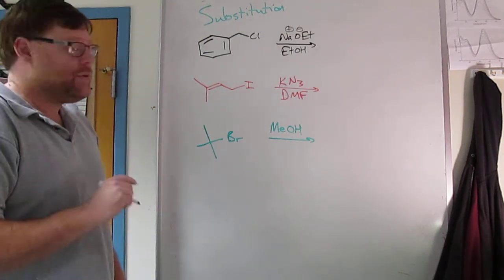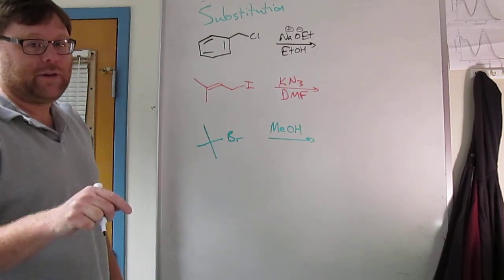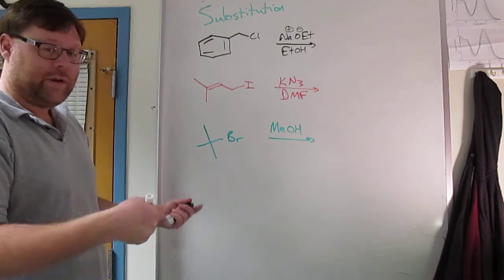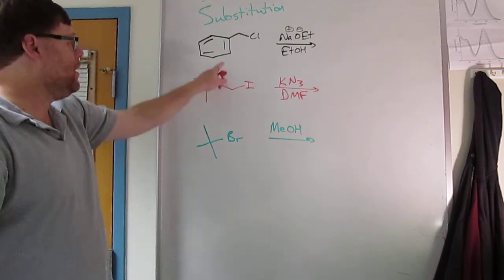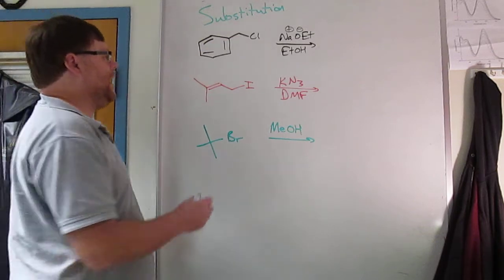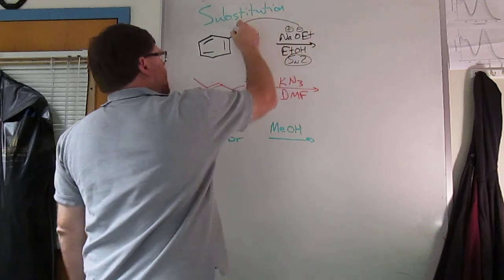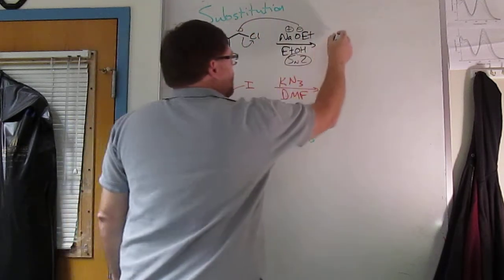So if you'll work through that flow chart that we talked about in class, ethoxide is a strong base and a good nucleophile. And therefore, you're only going to see SN2 and E2 chemistry. You can't do E2 here. There's no beta protons. So this is going to be an SN2 reaction with ethoxide displacing chloride.